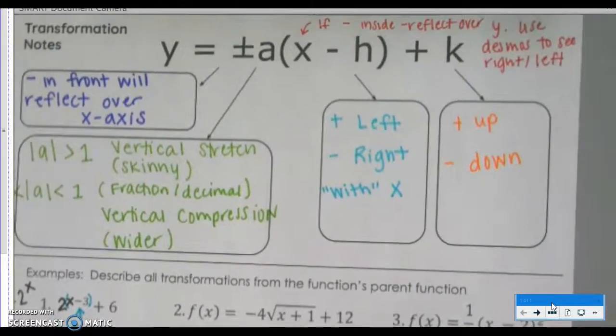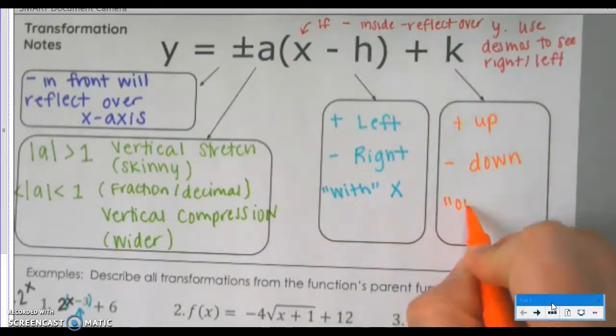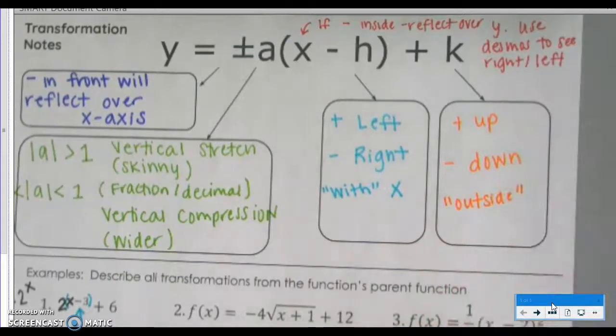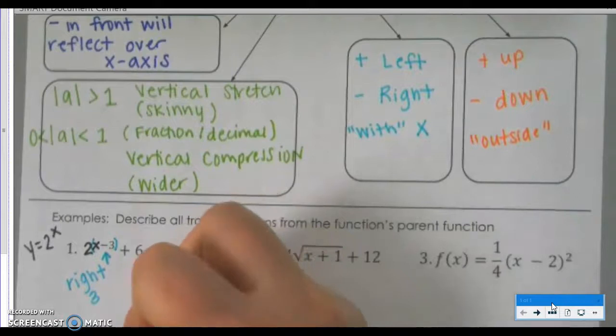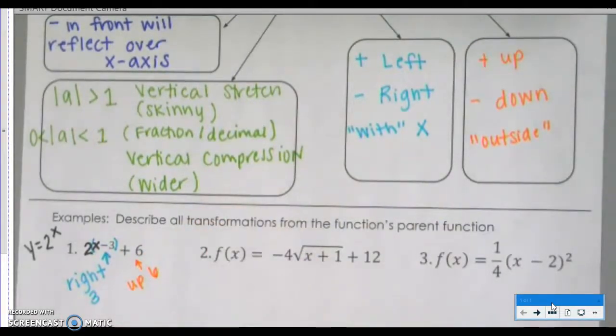The plus 6 is going to do something else. Because that plus 6 is outside, it's at the end, it's an up or down shift. So the plus 6 is going to move it up. At the end of the day, if you're not sure, graph it in Desmos and double check.